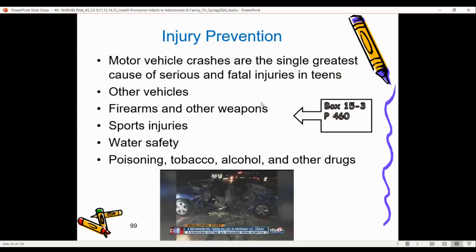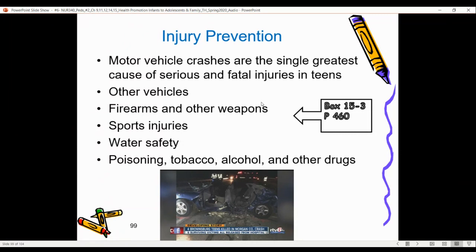Injury prevention at this age. Motor vehicle crashes are the single greatest cause of serious injury and fatal injuries with teenagers, especially from unintentional injury. It's related to things like drinking and driving, or driving too fast, driving without a seatbelt on are big factors with that. Other vehicles are things like the snowmobiles or four-wheelers, those kind of things we see an increased risk of. The firearms I mentioned were the #3 cause of death, the homicide with the teenagers.